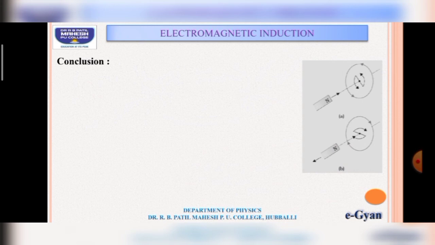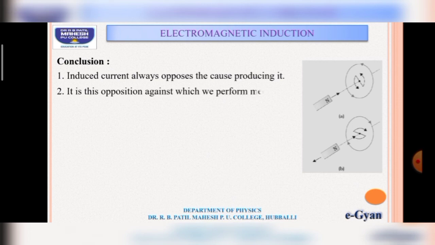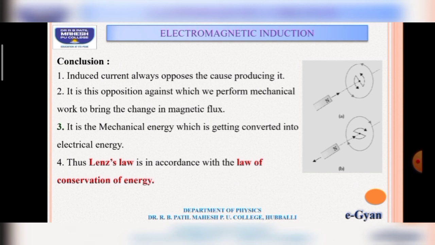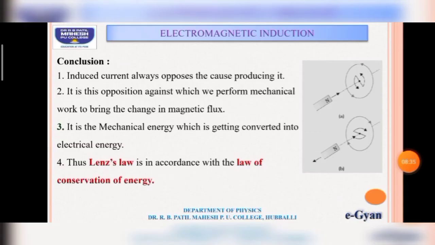Finally, we can conclude that induced current always opposes the cause producing it. Second point, this opposition is against the mechanical work we perform to bring the change in magnetic flux. That means it is the opposition against the mechanical work done on the magnet to bring change in magnetic flux. Third point, it is the mechanical energy which is getting converted into electrical energy.